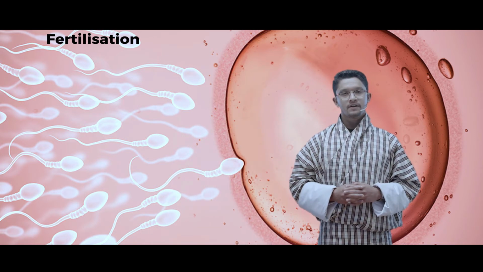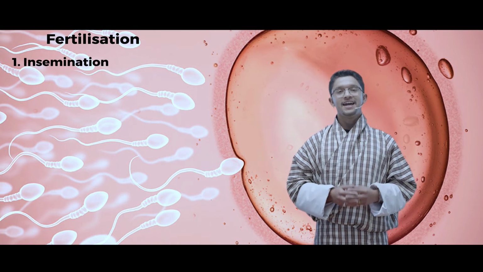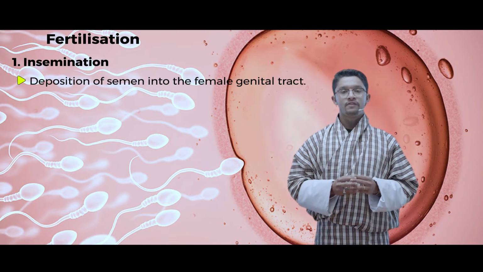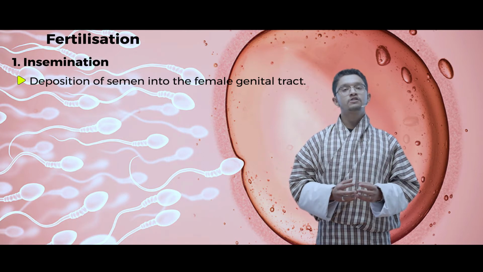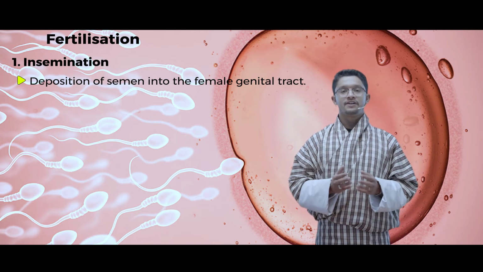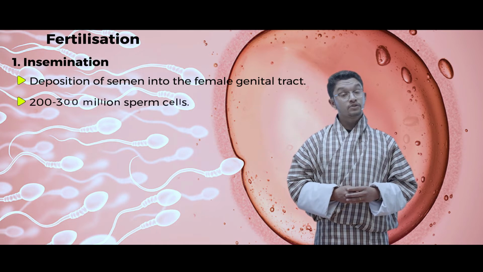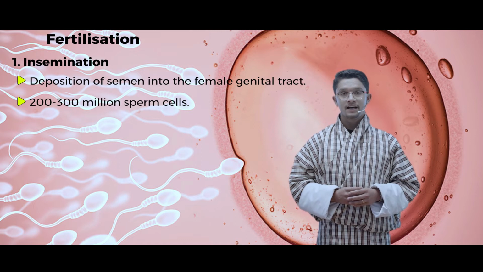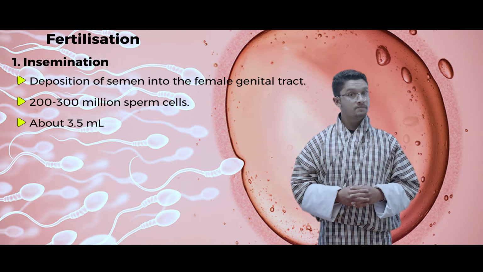Now, let us start with fertilization. First thing is insemination. We can define insemination as deposition of semen into the female genital tract. During copulation, semen is deposited into the female vaginal tract. During this, about 200 to 300 million sperm cells are present in the semen. Normally, about 3.5 ml of semen is deposited.